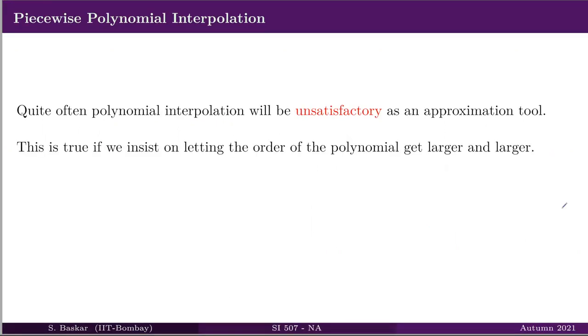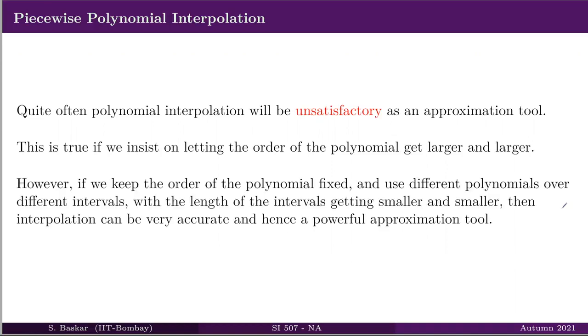This is particularly true if we insist on letting the order of the polynomial get larger and larger, right? However, if we keep the order of the polynomial fixed and use different polynomials over different intervals, with the length of the interval getting smaller and smaller, then the interpolation can be very accurate, and hence this can be a powerful approximation tool. So such approximations are called piecewise polynomial approximations. Let me explain this idea a little more clearly.